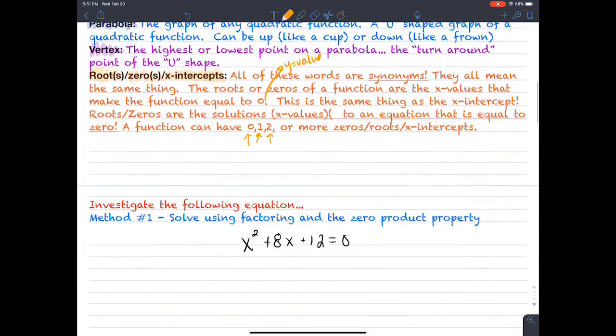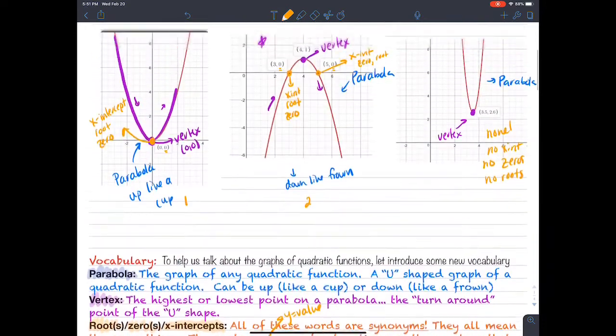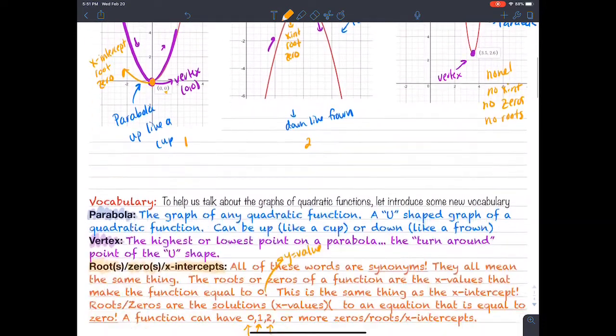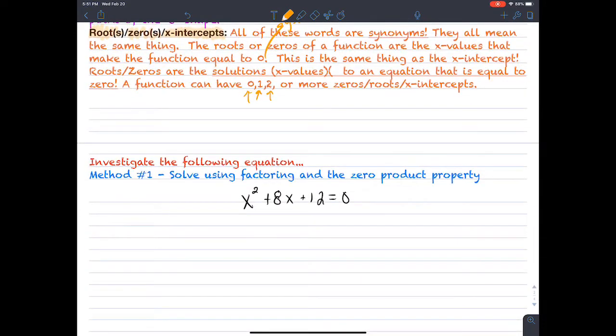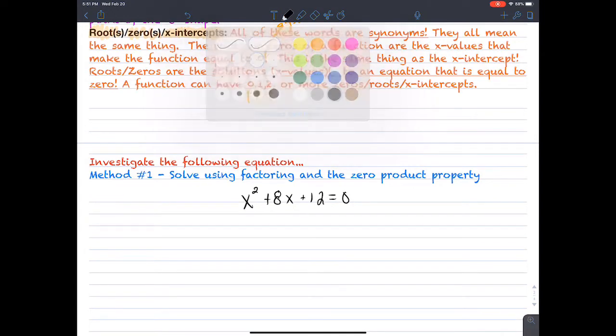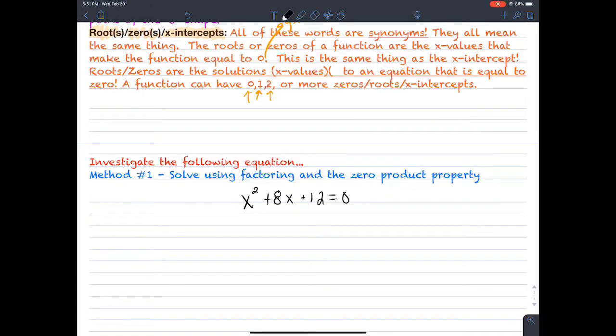Now, the reason why we care is because we want to make a connection between the graphs of these functions that we're working with and what we've been doing with factoring and solving. So let's go ahead and solve this one as they want us to. Solve using factoring and the zero product property.